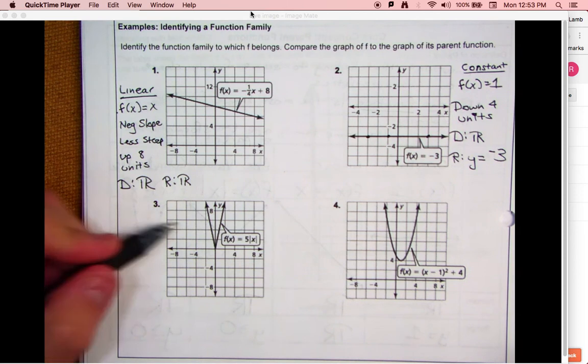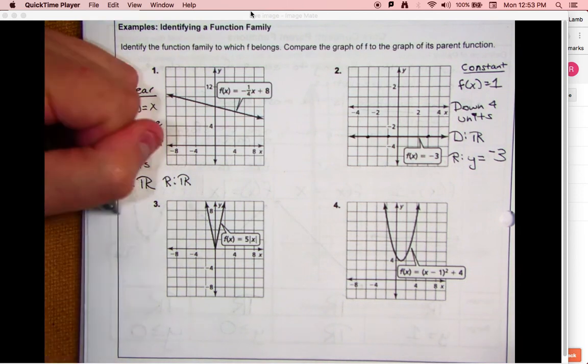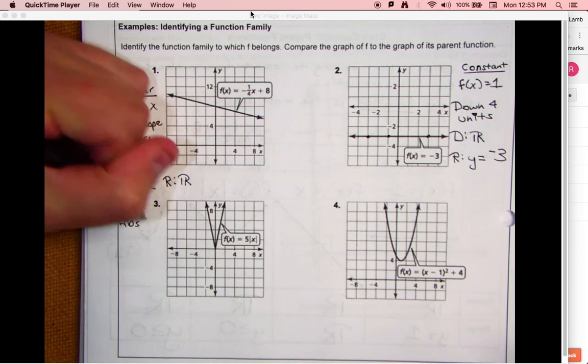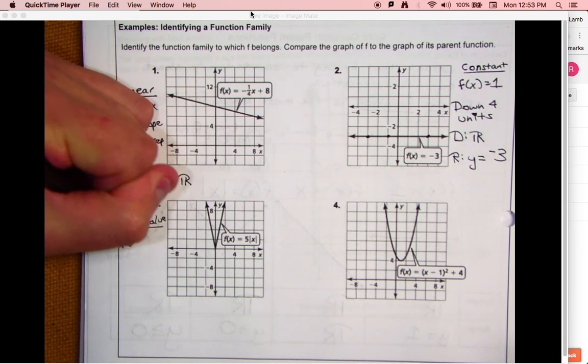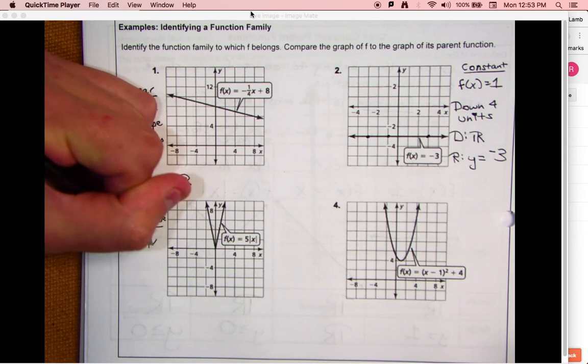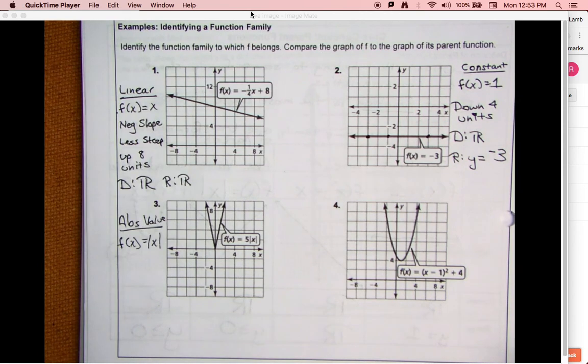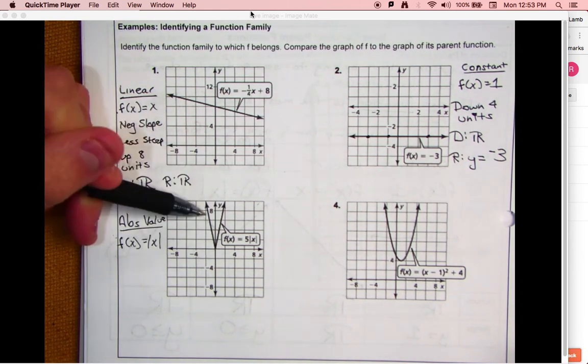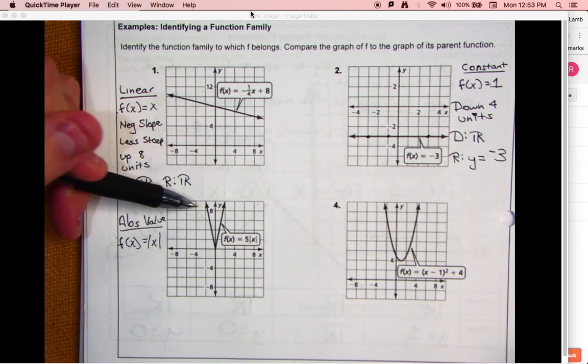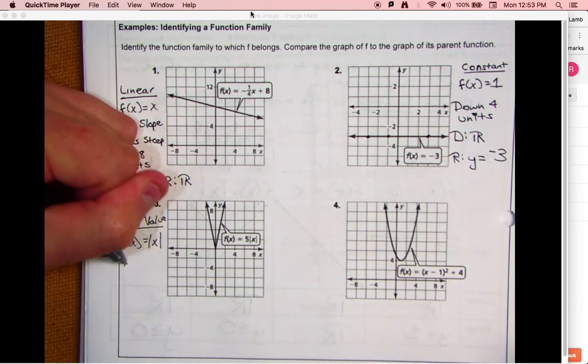All right, third one. Notice this comes to a hard V. That's the absolute value. F of x equals the absolute value of x. Now, if you look back at the previous page, what does this function, absolute value of x, look like? It's a 45-degree angle this way and this way. So what happens here? It's just squeezed in. It's narrower.